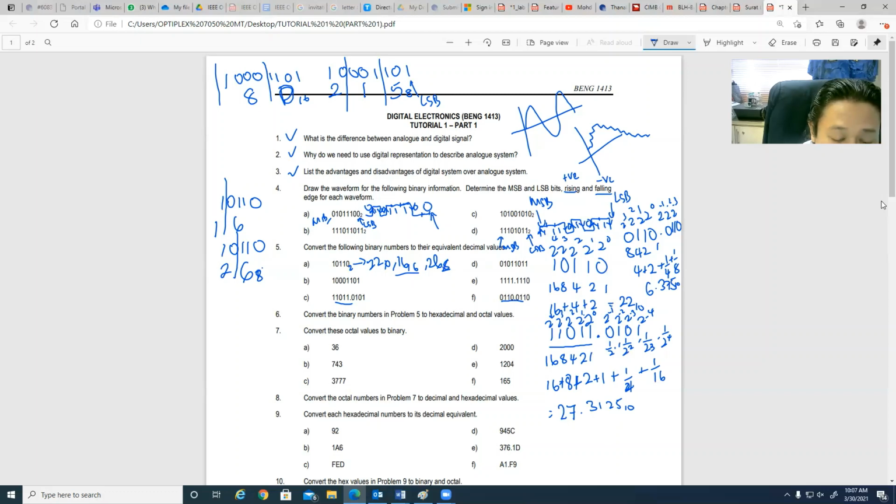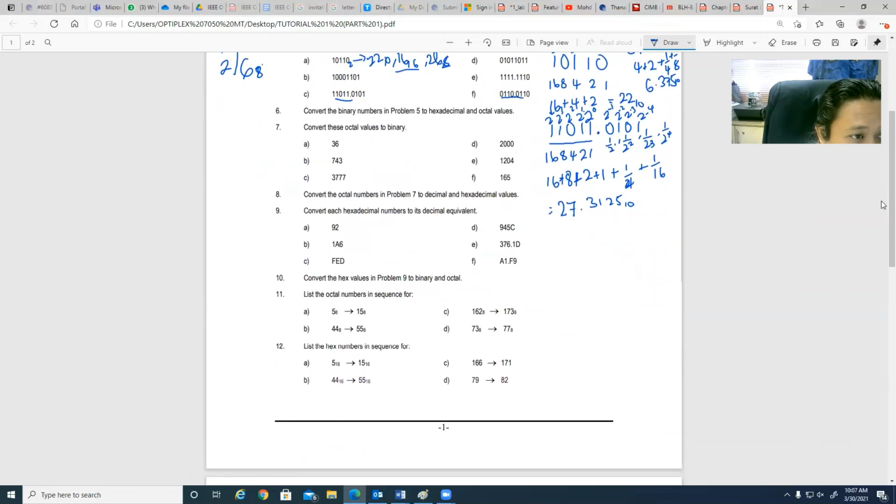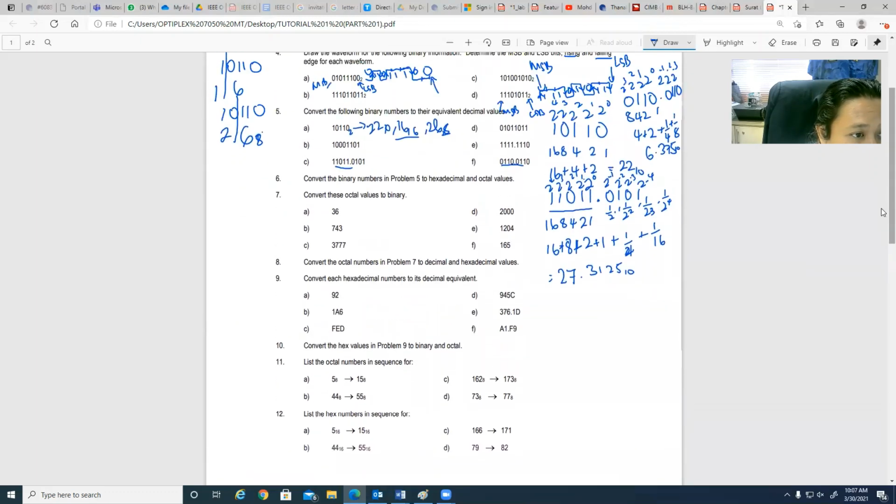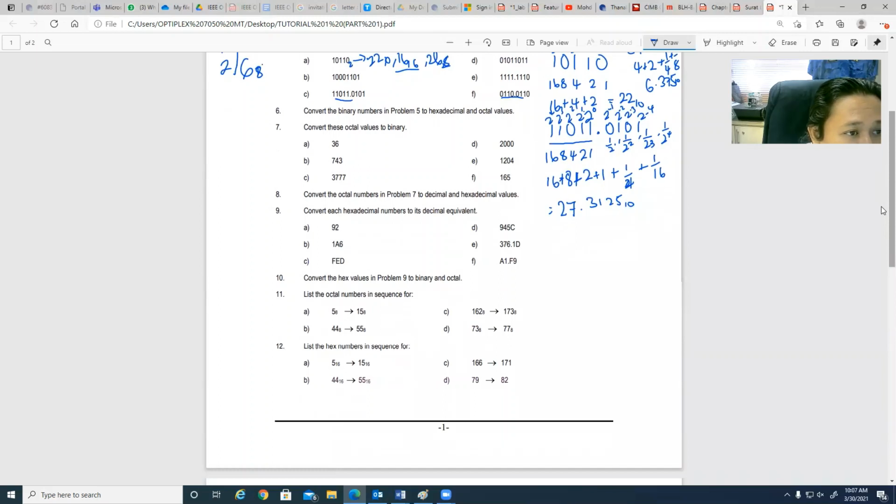Okay, and then question 7: convert this octal value to binary. For this one you can use the manual method, and then double check using your calculator. This is an octal value. Octal means power of 8, to binary.